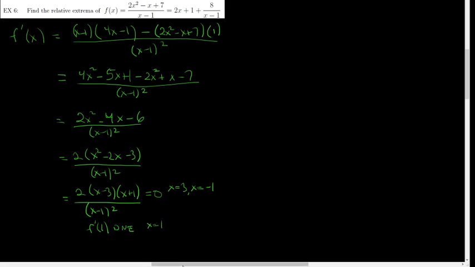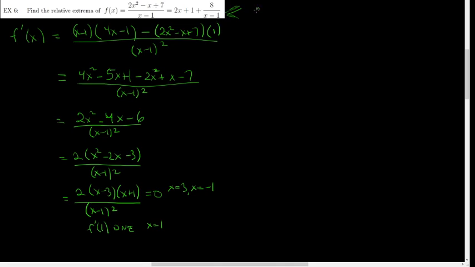Now, be careful. What is a critical number? A critical number is a number, an x value, where the derivative does not exist and that's in the domain of the original function. Here's the original function, this thing up here. So notice that in the denominator you have x minus 1.